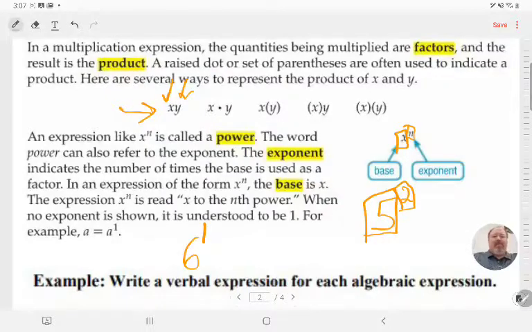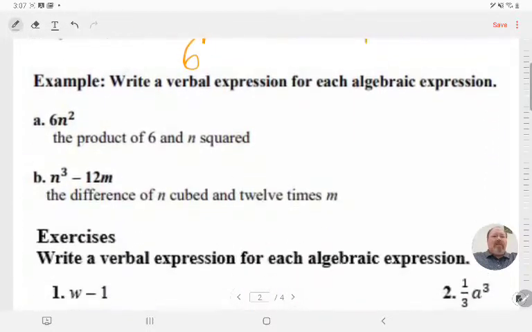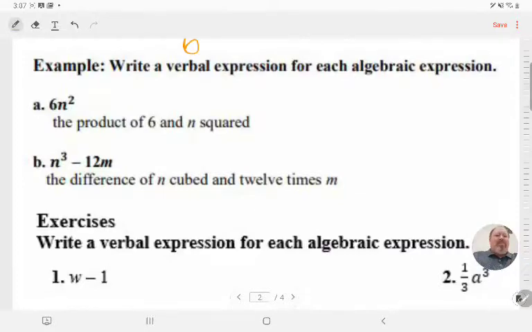Okay? All right. So an example, write a verbal expression for each algebraic expression. 6n squared. So I would write out in words the product of 6 and n squared. Okay? It's the product, and that's telling me that it's a multiplication problem. And then I have 6 and n squared. Those are the two terms that will be multiplied together.